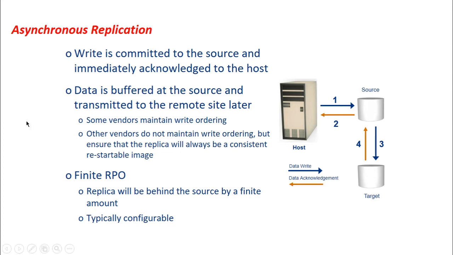Asynchronous remote replication offers a finite recovery point objective. In the case of synchronous replication, the remote recovery point objective was zero, whereas asynchronous remote replication will have some finite recovery point objective. The replica will be behind the source by a finite amount. As a result, data present on the replica or the target may not be the same as what is present in the source. This is typically configured. So remember, in asynchronous remote replication, the write is committed to the source and immediately acknowledged to the host.